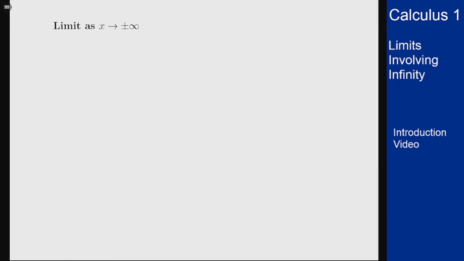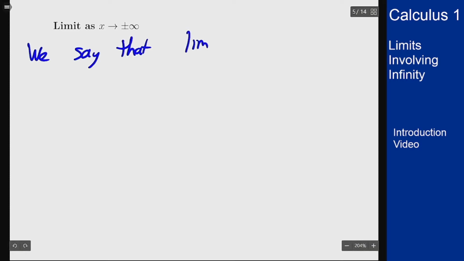These are limits as x goes to plus or minus infinity. So what do we mean by this idea? We say that the limit as x goes to plus infinity of f of x equals L. And the idea here is we want to look at x when it gets really, really big, or as x gets bigger and bigger, what's happening to f? We're looking at the long-term behavior of f, what happens really far away. How is f behaving for x really big?